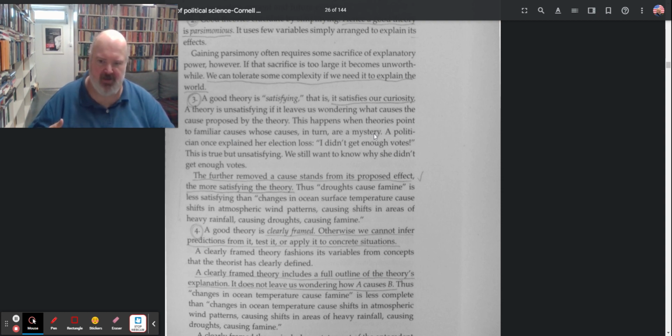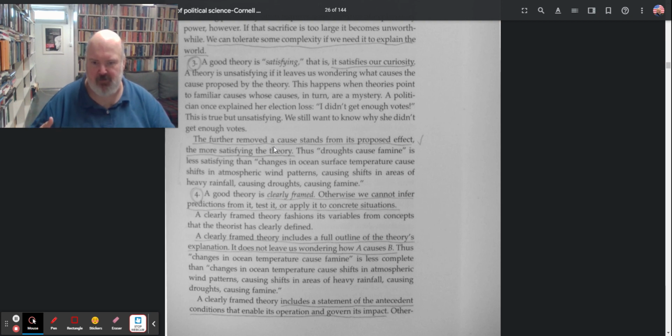Okay. A politician once explained her election loss. "I didn't get enough votes." This is true, but it's unsatisfying. We want to know why she didn't get enough votes. The further removed a cause stands from its proposed effect, the more satisfying the theory.